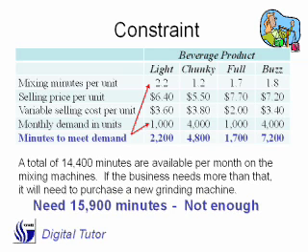So what I have done is figured out, all right, how many mixing minutes will it take me to meet the demand for each of the 4 products? And then I can add them up. Oh, to make all of them, I would need 15,900 minutes, and I only have 14,400, so I do have a constraint. All right, so now we need a strategy.